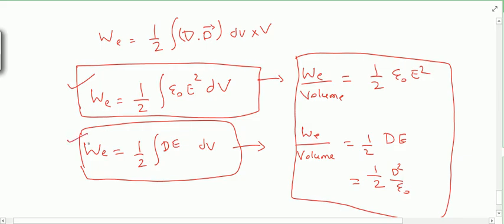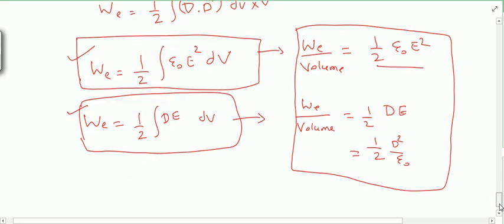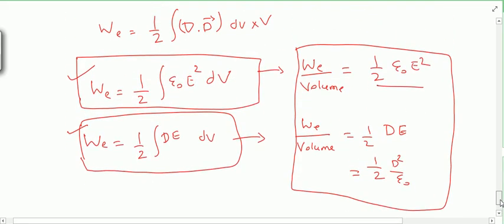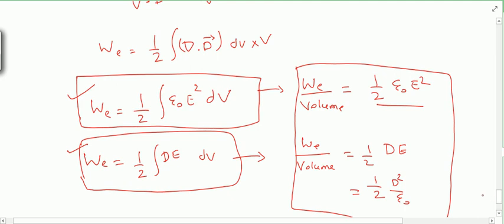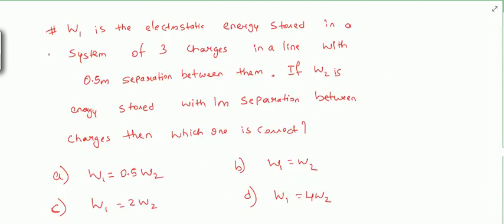This is how you can find the energy stored if E is given, or if D and E both are given. You can find it in any way, the energy stored in the electrostatic field by this expression. Or if you want to find out the energy density, then you can use this expression. So this is about the energy stored or energy density in electrostatic field.